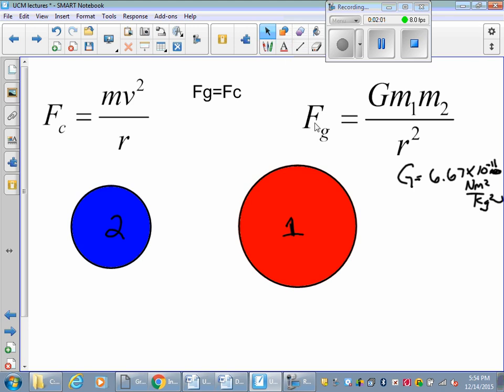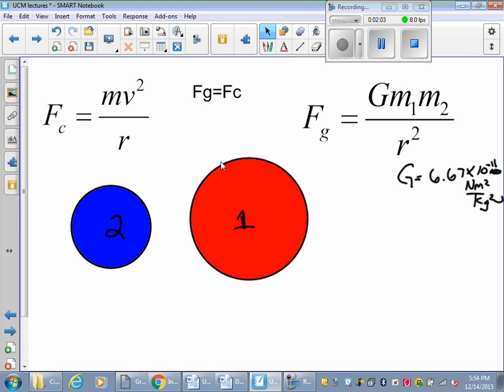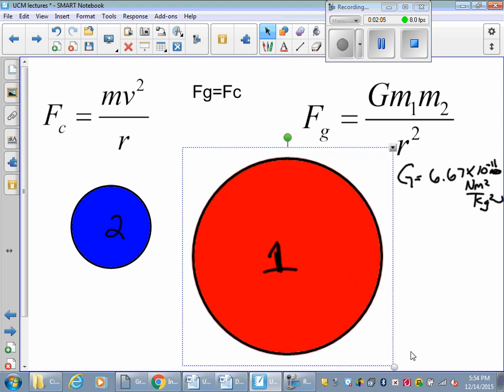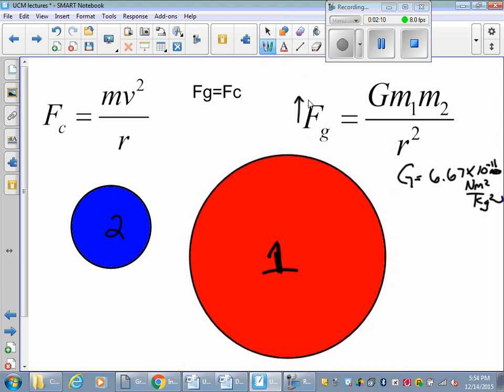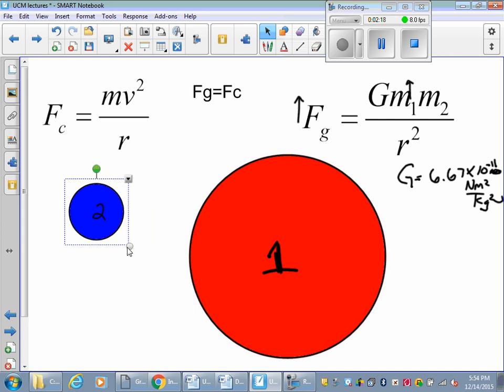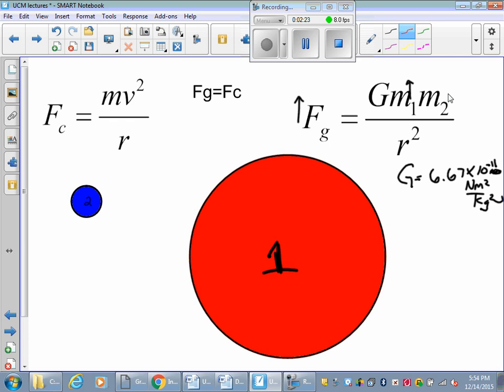So what do you think is going to happen if I increase the mass of the red planet? What do you think is going to happen to the force? Well, you'd expect it to go up, and that's right, because as mass 1 goes up, the force is going to go up. What happens if I decrease mass 2? If I decrease mass 2, I'm going to decrease the gravitational force. When I decrease one and it decreases the other, this is called a direct relationship. So if they're all on the top, they're going to be directly related.